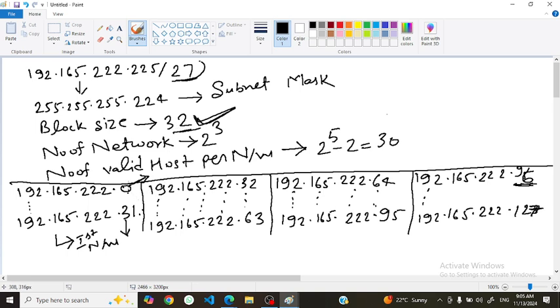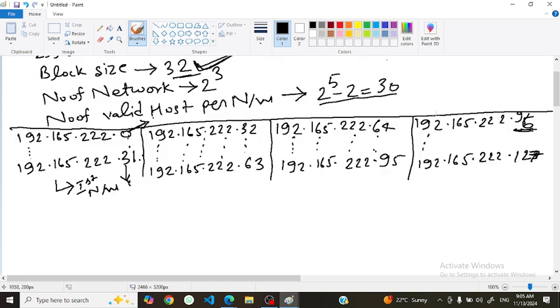In which the first IP address will be the network ID and the last IP address will be the broadcast ID. The remaining 30 IP addresses will be the valid hosts per network, as we have already calculated. Is it clear? So for any problem, we calculate from zero onwards, right? Yes, you have to start from zero. Now clear, thanks.